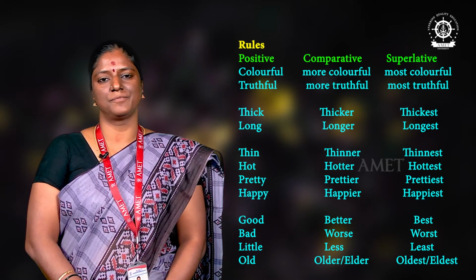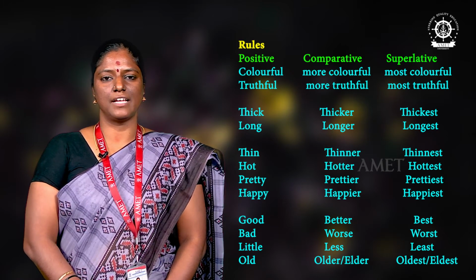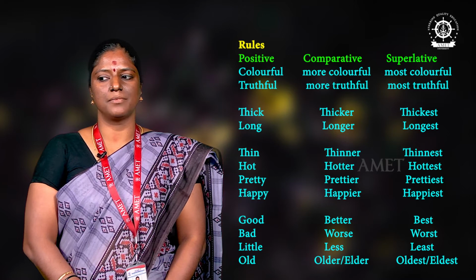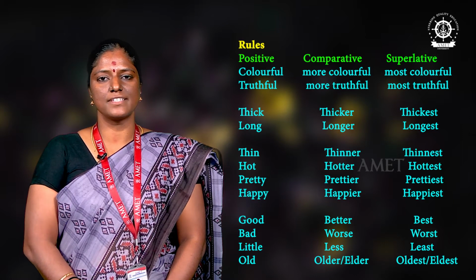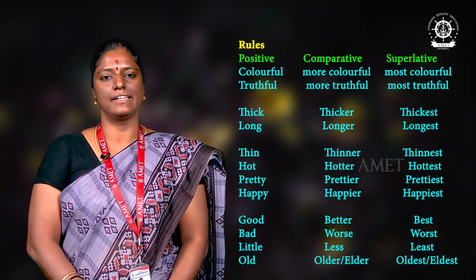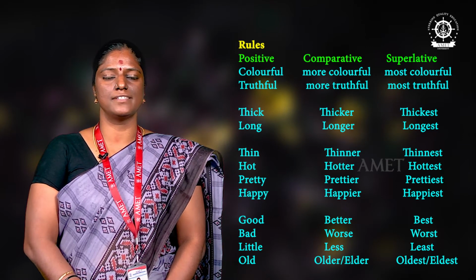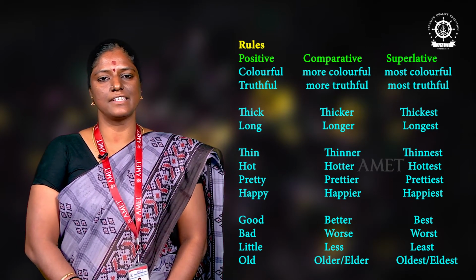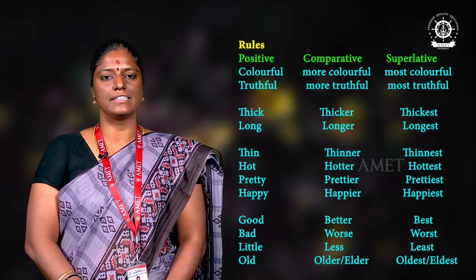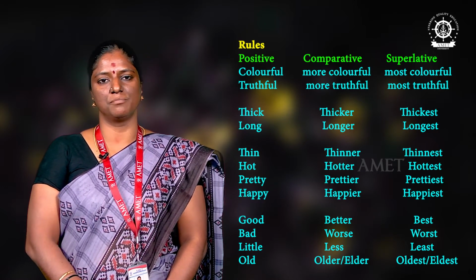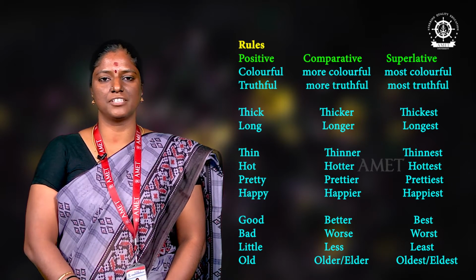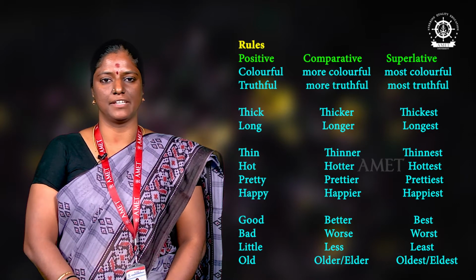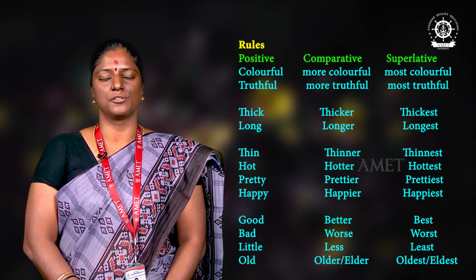Take the word thick. Thick can be used as it is in positive degree. Just pronounce the word thick. It is pronounced only once. It's a 1 syllabic word. For this 1 syllabic word, we have to add ER for comparative and make it thicker, and EST for superlative degree. Thick, thicker for comparative, thickest for superlative. From this we understand that for 1 syllabic adjectives, we have to add ER for comparative and EST for superlative degree. Next, move on to the third rule.